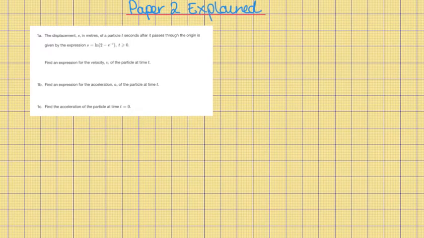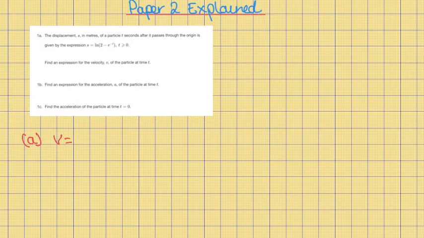Paper 2 explained. 1a. The displacement s in meters of a particle t seconds after it passes through the origin is given by the expression s is equal to the natural log of 2 minus e to the power of minus t, where t is greater than or equal to 0. Find an expression for the velocity v of the particle at time t. Well, the velocity is found by differentiating s.